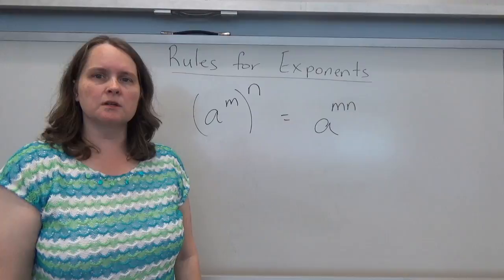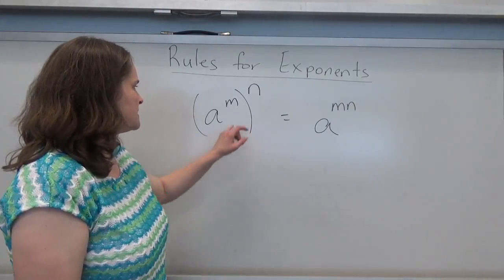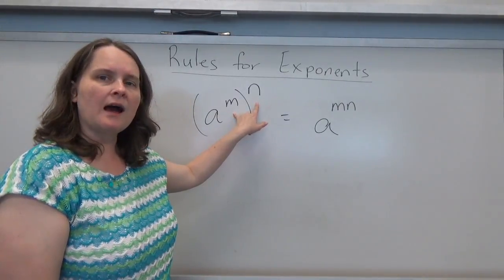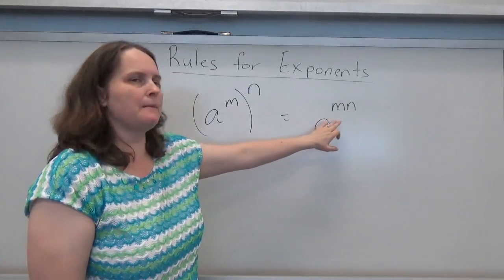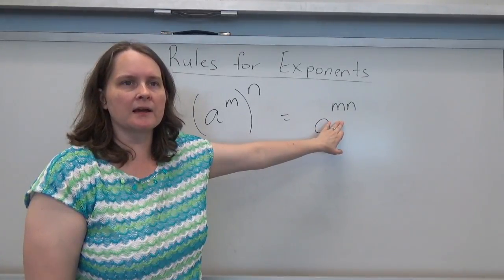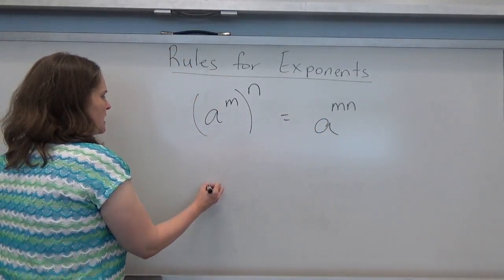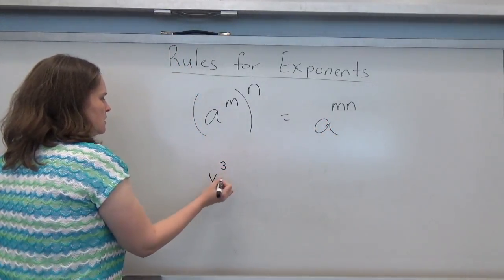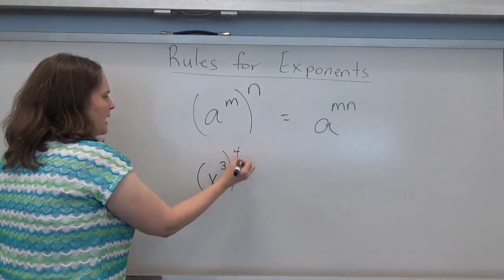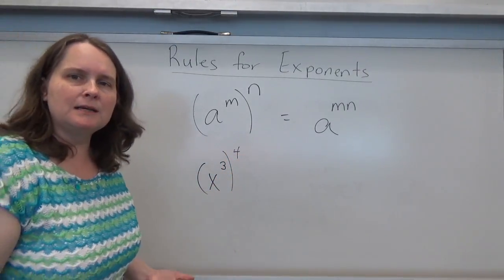Okay, so my next rule is going to be the power rule. This one tells me that if I'm raising a power to a power, I get to keep my base and multiply my exponents. Why do we multiply our exponents in this situation? Let's look at an example. Let's say I've got x to the 3rd, and I want to raise that to the 4th power. What does that really mean?